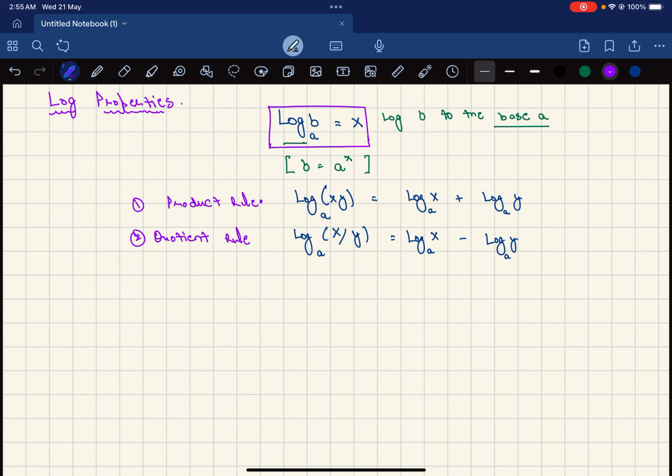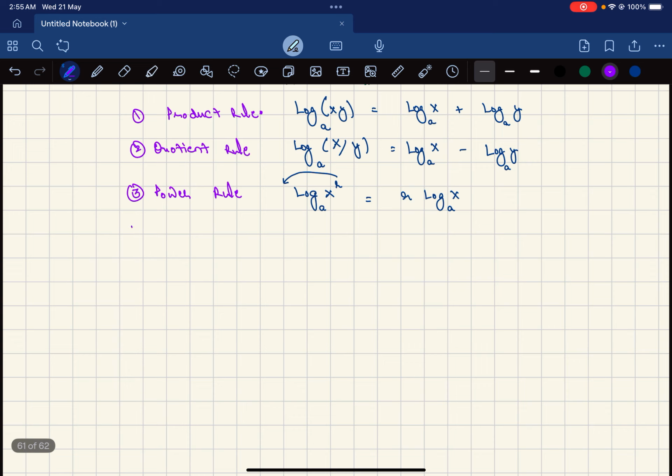Next, we have something called the power rule. Again, we have seen application of the power rule before in our previous sessions. I'll just mention it here. So log of x to the power r to the base a is given as r log x to the base a. So we simply can take the power in front of the log here. This is the power rule of logs.